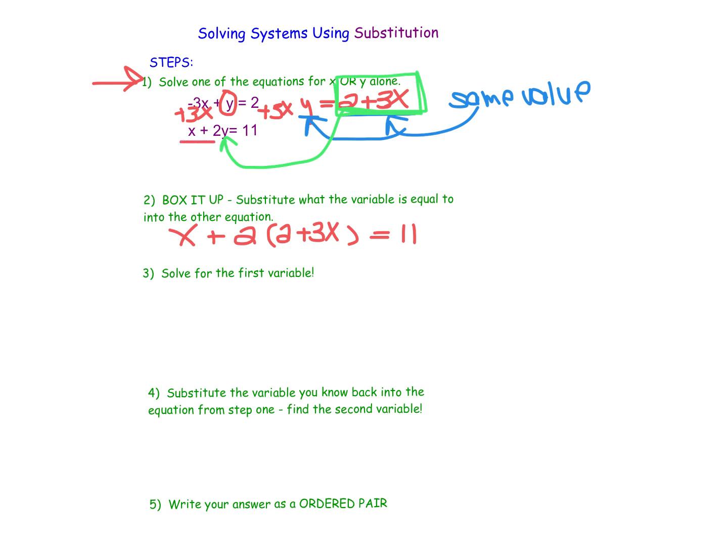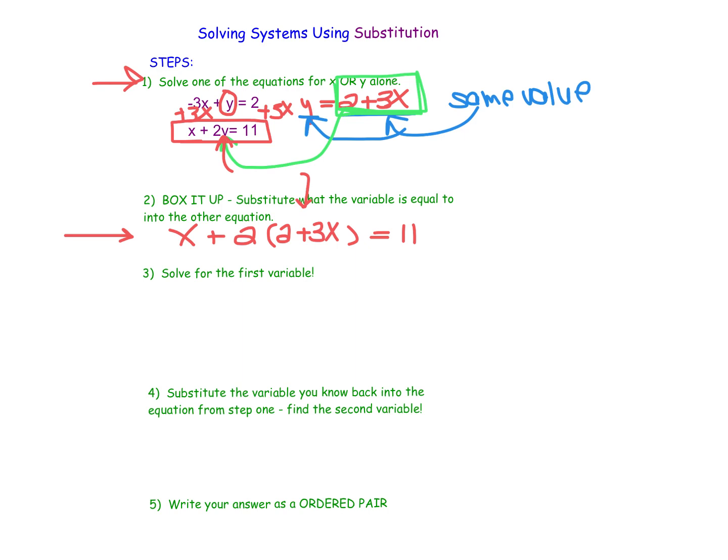So notice I have this exact same second equation here. All I've done is replace this y value with something that it's equivalent to, which is 2 plus 3x. But what's really nice here, and why we can use substitution, is if we look at this equation now, we'll notice that it only consists of an x variable.